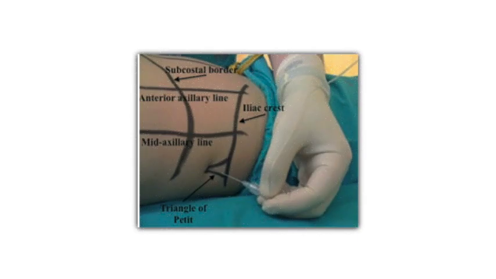So how to give the LOR TAP block? Conventionally it was described in the triangle of Petit. So you have to mark the posterior border of the external oblique, the anterior border of latissimus dorsi. This is the iliac crest, and you have to go in this triangle and feel for the two pops and inject the drug.